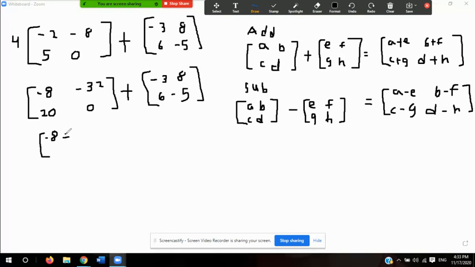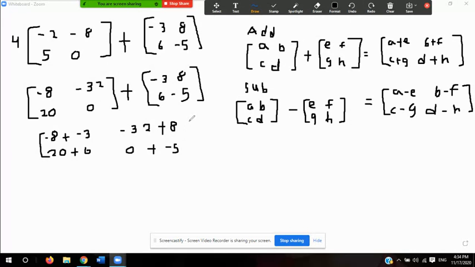I know it's a little bit trickier to explain this, so I'll do it for the benefit of those who need it. Negative 8 plus negative 3. Then negative 32 plus positive 8 is what we're going to have on the other side of the matrix. Negative 32 plus 8. And then we're going to have 20 plus 6. And then finally 0 plus negative 5.